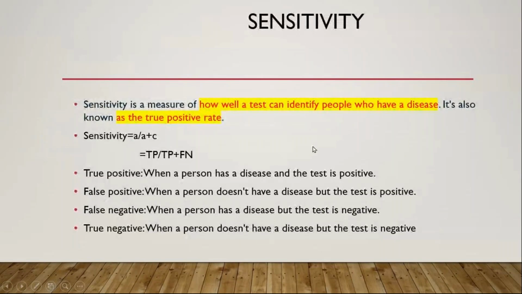So what is sensitivity? Sensitivity is a measure of how well a test can identify people who have a disease. It is also known as the true positive rate. Once again, sensitivity is how well a test can identify people who have a disease. That is, the person who has a disease, that is the true positive rate.